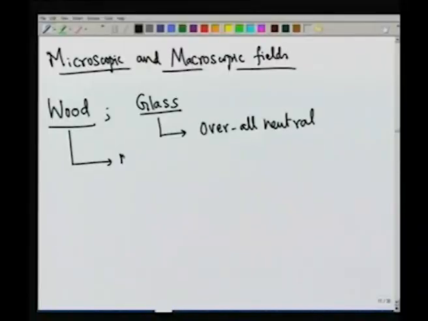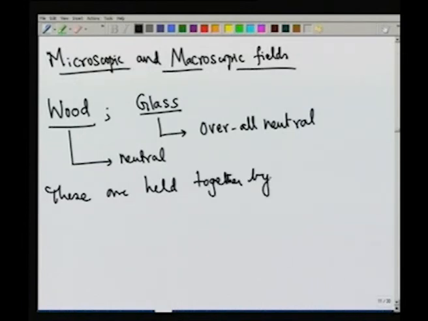However, what is glass made of? Glass is made up of a large number of atoms, and all these atoms are bound by electromagnetic interactions. So although this is neutral, these are held together by electrostatic interactions.